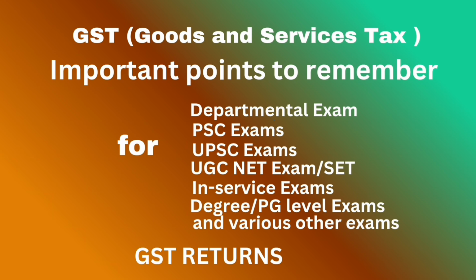Then next, annual return and annual statement. Annual return is furnished by all registered persons excluding NRTPs, ISD, casual taxable person, person deducting tax at source, person collecting tax at source. Then annual return prescribed form GSTR 9 for registered persons, GSTR 9A for composition taxpayers, GSTR 9B for ECO.